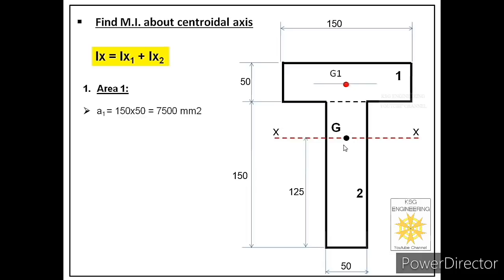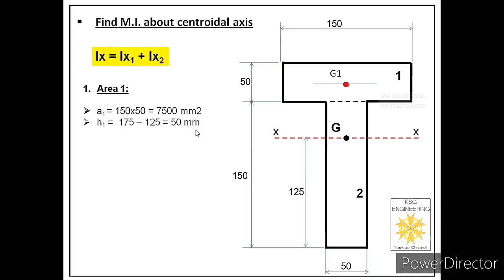So let us find that distance now. We know this distance is B by 2, that is 50 by 2, which is 25. So 25 plus 150 is 175 from the bottom, and the distance of this main axis from the bottom is given as 125. It means the distance between these two axes will be 175 minus 125, and that will be called H1. So H1 equals 175 minus 125, which equals 50 millimeters.